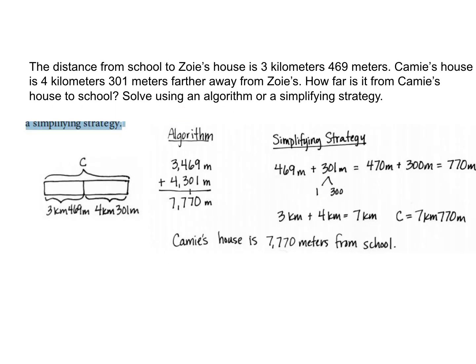And here we have our different things that we have. And I said it backwards. I apologize. The algorithm was when we put everything into the same unit. Simplifying was when we added the things that were already similar. So we know that Cammie's house was 7,770 meters from school. If you need to pause here, take a minute and look at it, go ahead and do that.